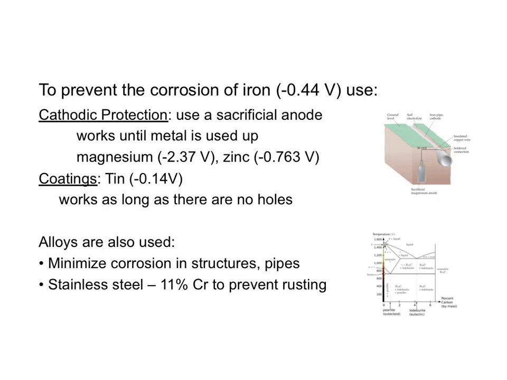Okay? If you want to prevent the corrosion of iron, and now you know about E0 reduction and the role it plays in redox, you can use one technique called cathodic protection. And that is where you use a sacrificial anode. You choose something that has a lower E0 of reduction so that it will preferentially oxidize. And cathodic protection works until the metal is all used up.